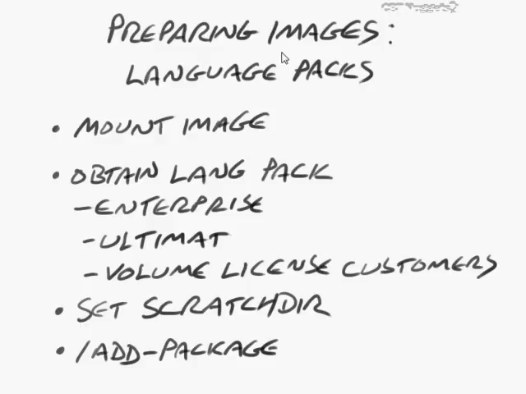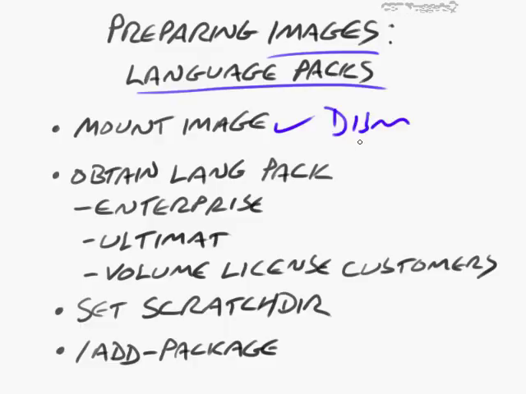Another change that you might want to make to your image when you prepare them is to add language packs. Of course, this is going to be more important for people that work for maybe multinational corporations. What you'll need to do in order to make this happen, if it's an offline image, which means you're just working with a WIM file, maybe your reference WIM, is mount that image, again using DISM. Okay, so use DISM to mount it.